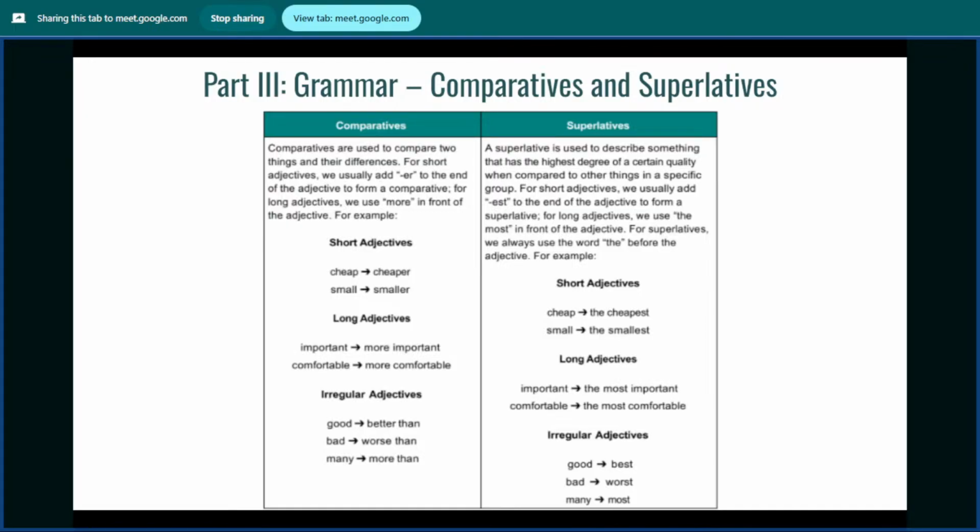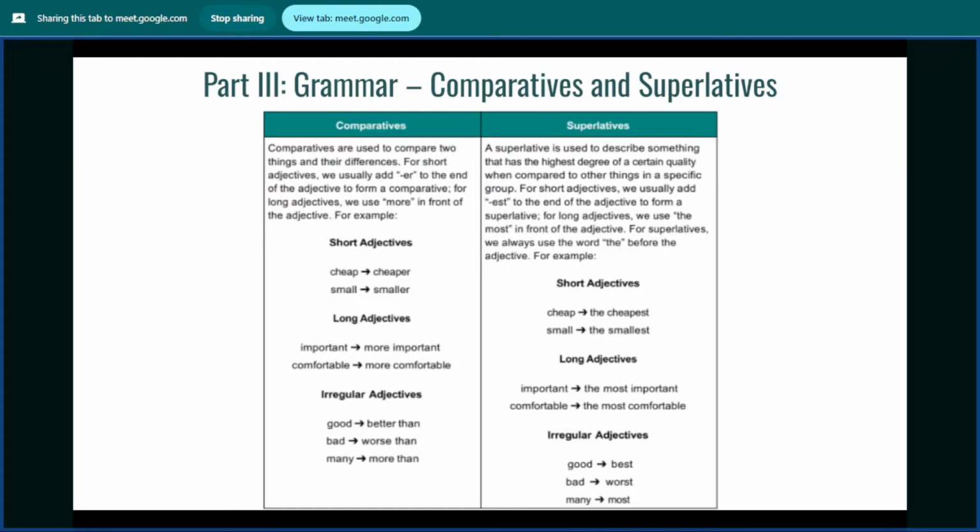Now, to talk about two things, we use comparative degree. To talk about more than two things, we use superlative degree. And only if we are talking about one person or one thing, then I will use positive degree, which is the as it is form of the adjective. Now, here you need to know two things. First thing, actually three things.